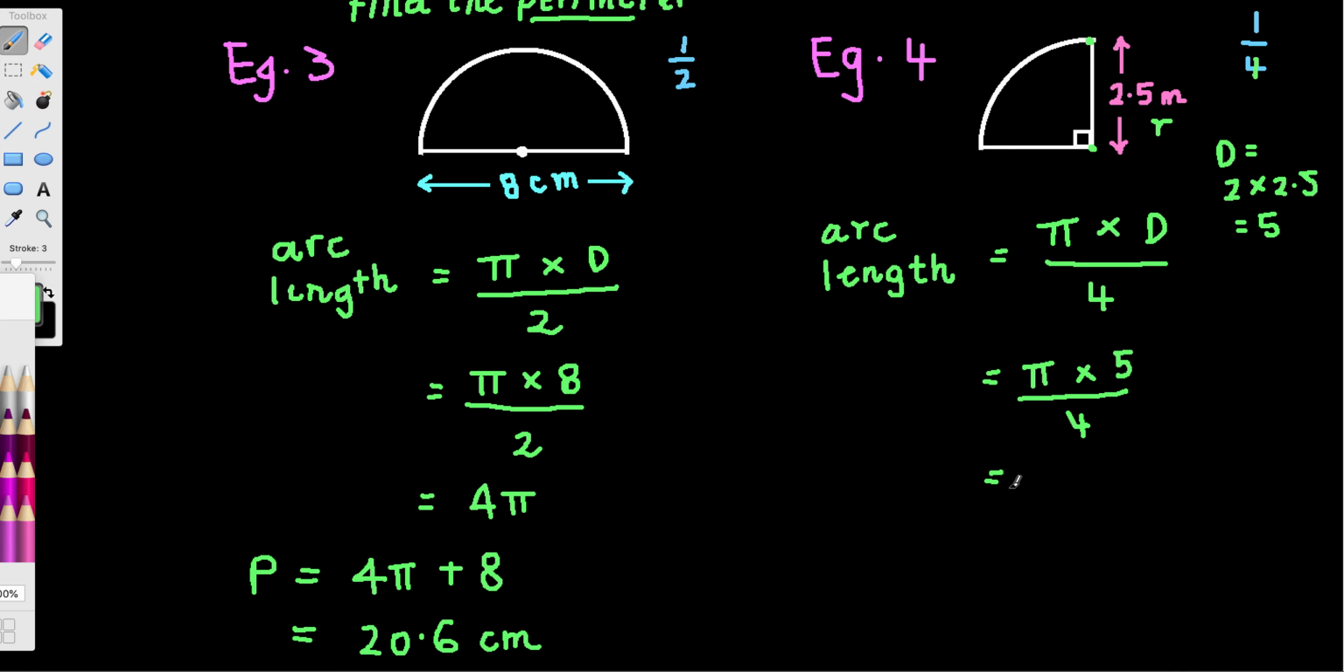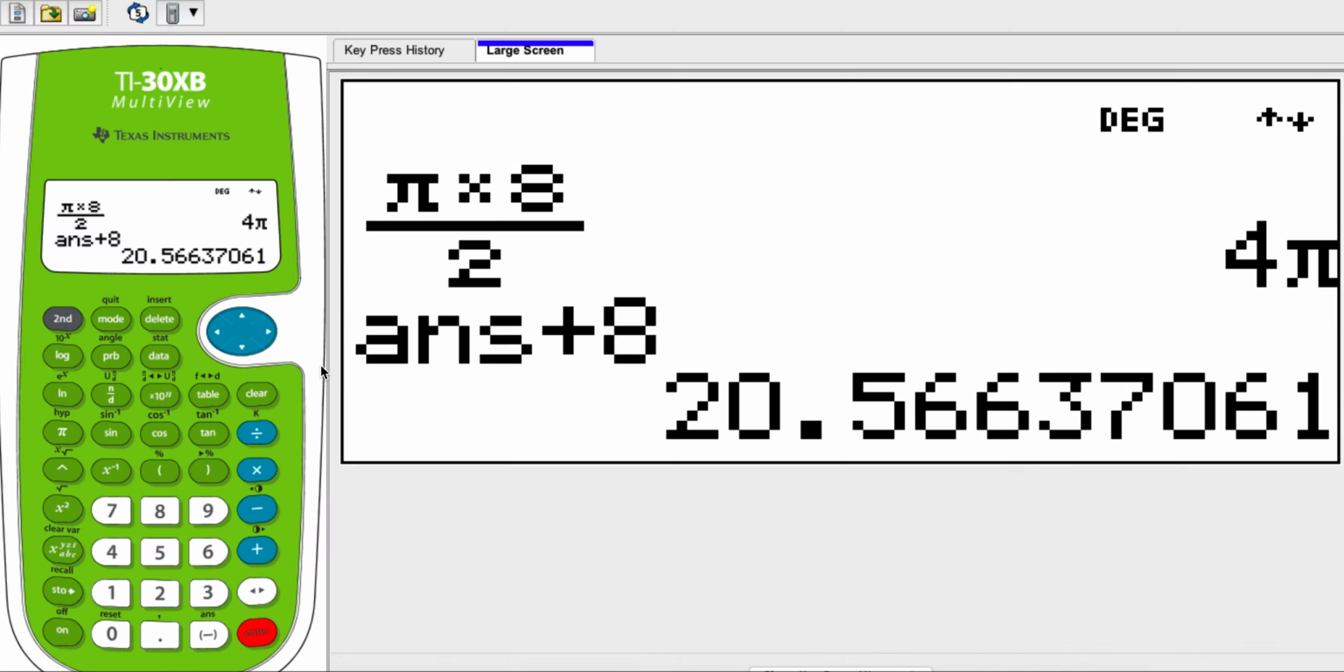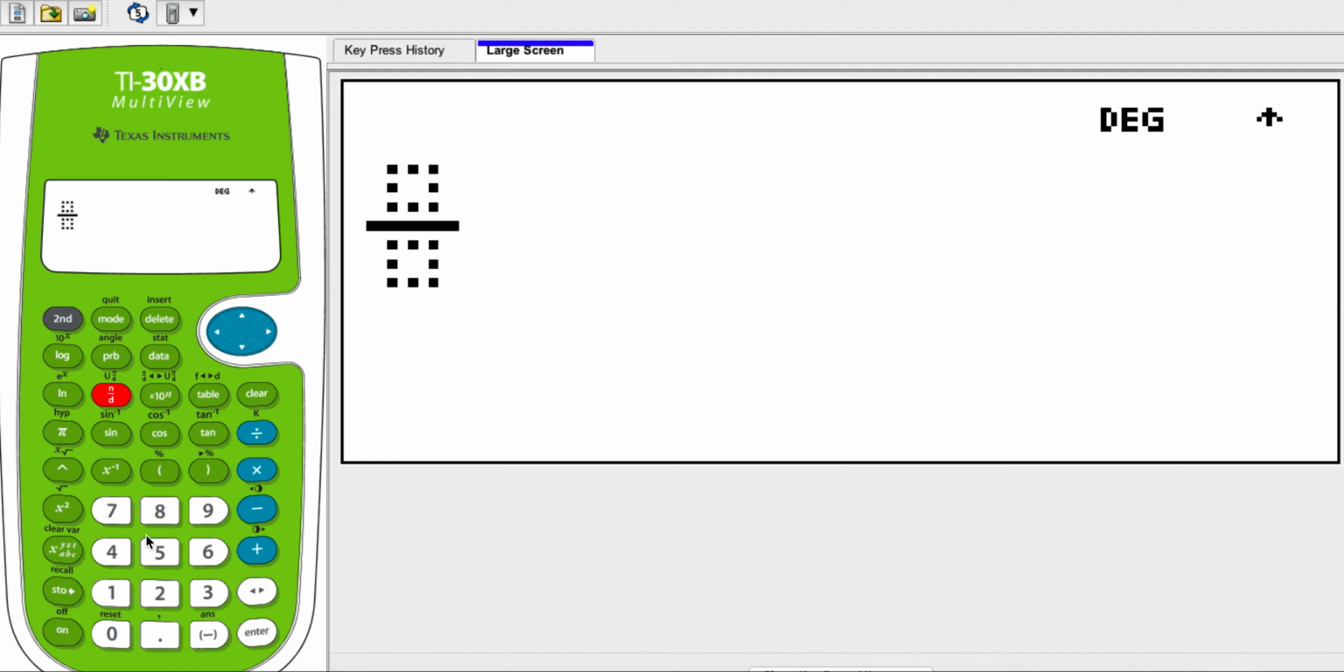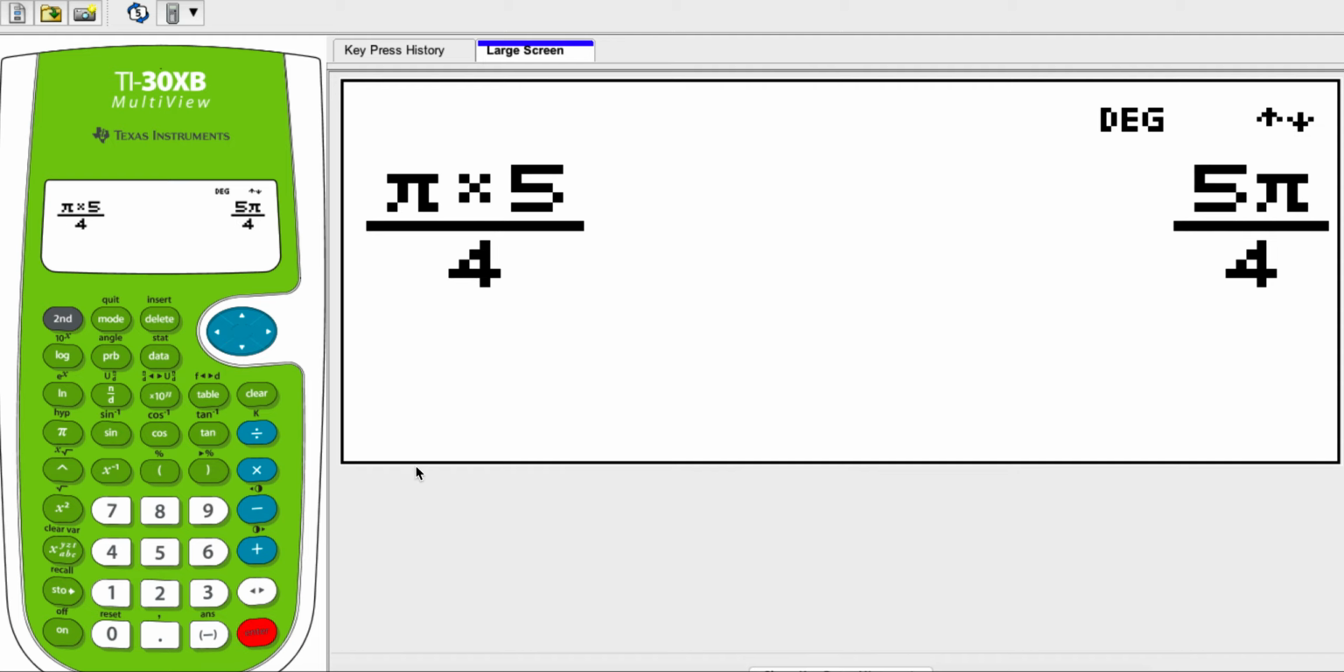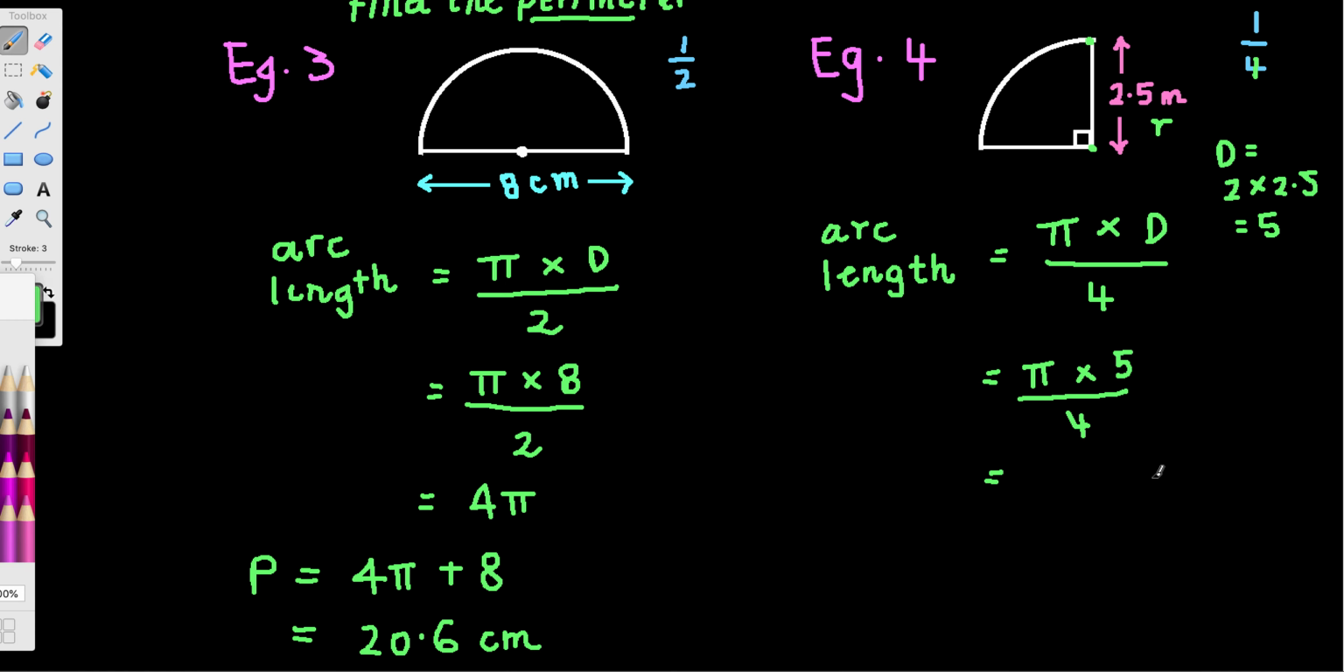Now when you put that in your calculator, it'll probably come out as 5 pi on 4, I'll show you. It does. So it simplifies it to a fraction. Now don't be afraid of that, 5 pi on 4. We just write it as is, 5 pi on 4, because remember it's keeping it exact.